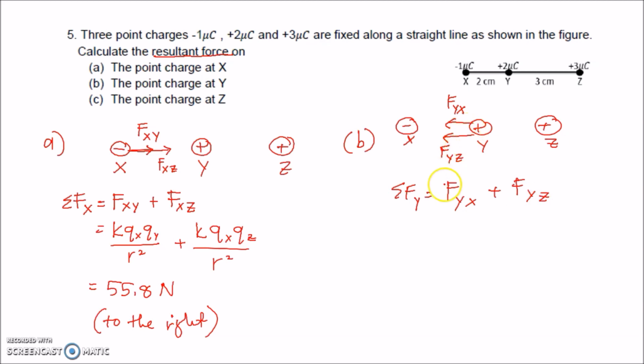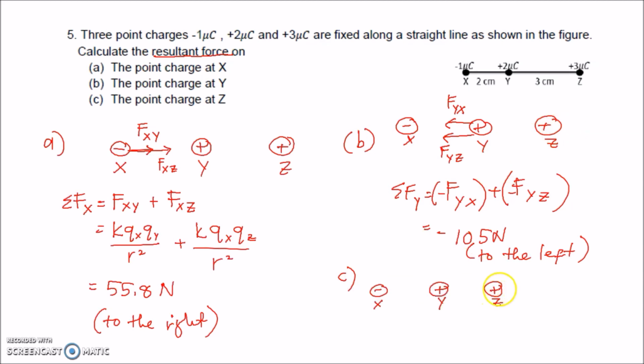Since both of these forces move to the left, we put the negative sign right here. Then substitute the value, and you will get the answer negative 105 Newton. The negative shows that the resultant direction will be to the left. For question C, do the same thing. Find the resultant force on point charge at Z.